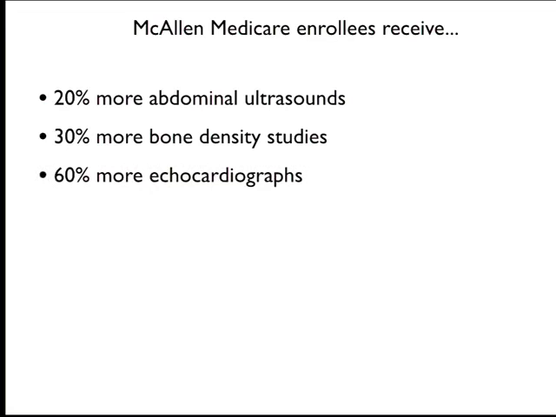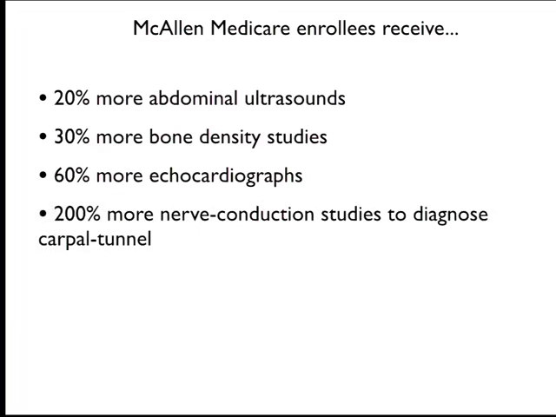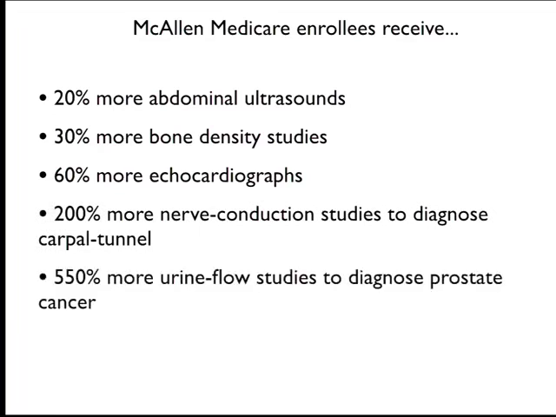60% more echocardiographs, which are basically screening for heart disease. 200% more nerve conduction studies to try to diagnose carpal tunnel syndrome, and 550% more urine flow studies to diagnose prostate cancer. So certainly one thing that is accounting for a lot of this increased expenditure is increases in all of these different screening panels.